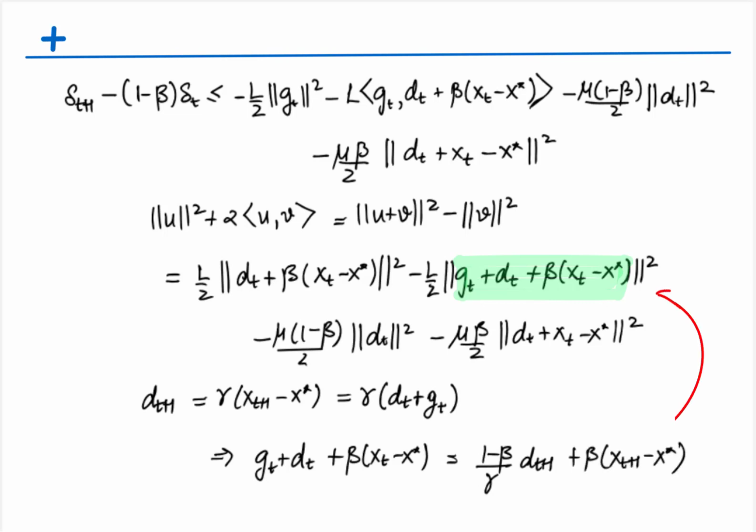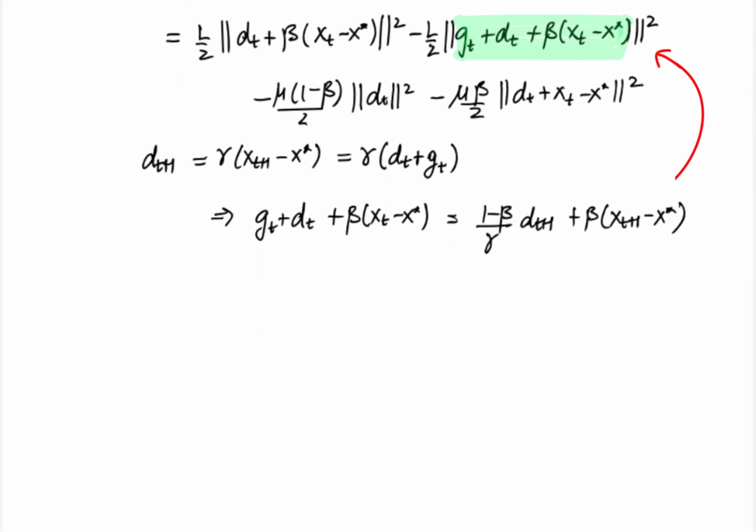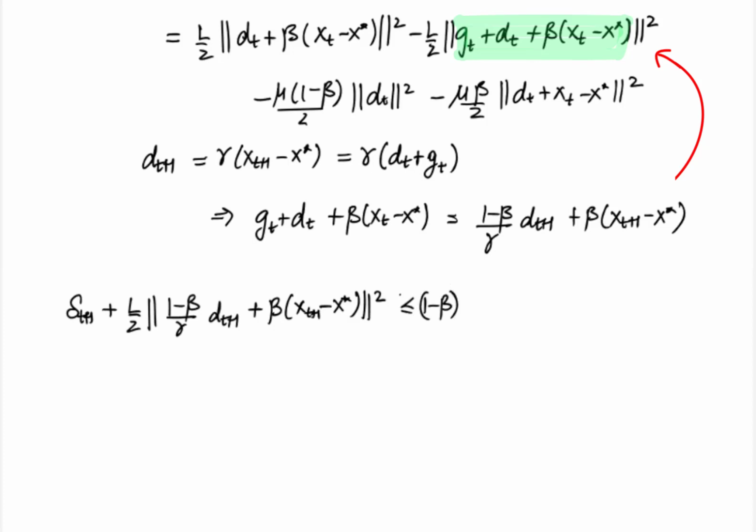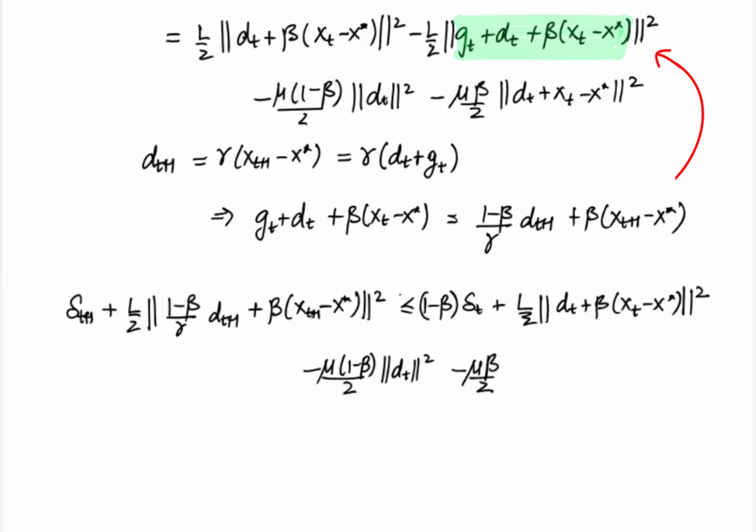So substituting this and rearranging, we obtain that delta t plus 1 plus L by 2 times norm square of ((1 minus beta) by gamma into d_{t+1} plus beta times (x_{t+1} minus x star)) is less than or equal to (1 minus beta) times delta t plus L by 2 times norm square of (d_t plus beta times (x_t minus x star)) minus mu times (1 minus beta) by 2 norm square of d_t minus mu beta by 2 norm square of (d_t plus x_t minus x star).